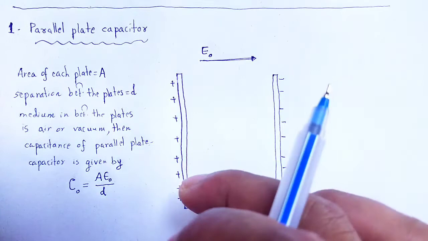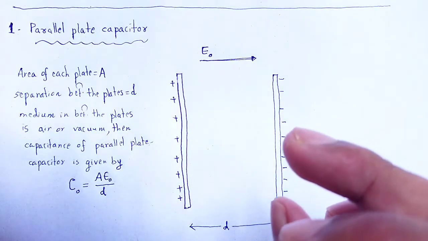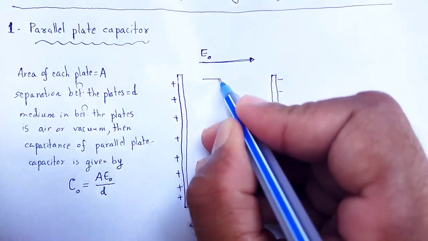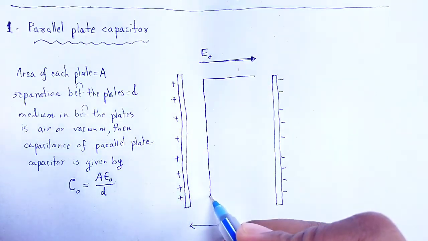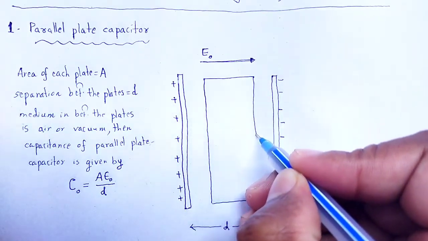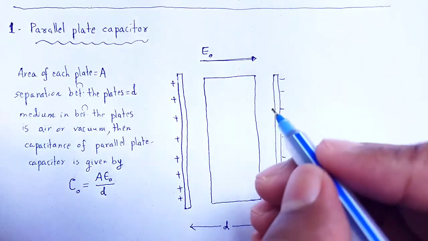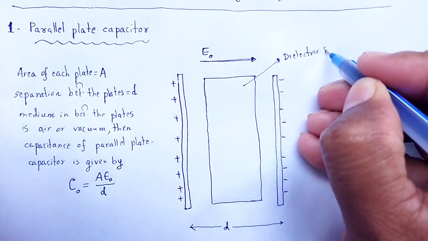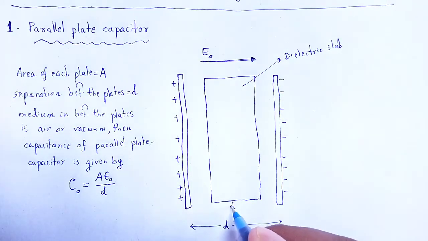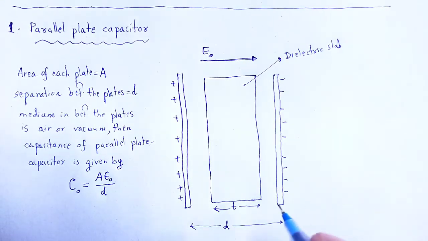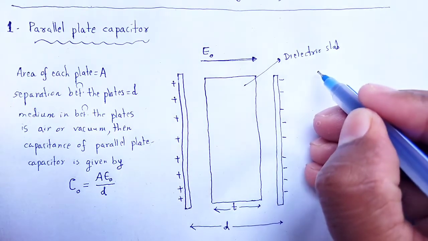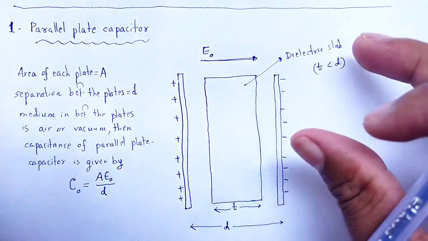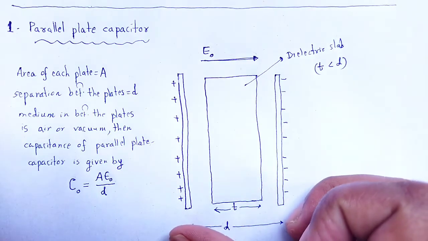Let a dielectric slab of thickness small t be introduced between the plates, and here small t is less than small d. The thickness of the dielectric slab is less than the distance of separation between the plates.